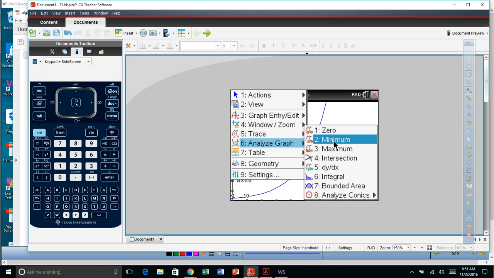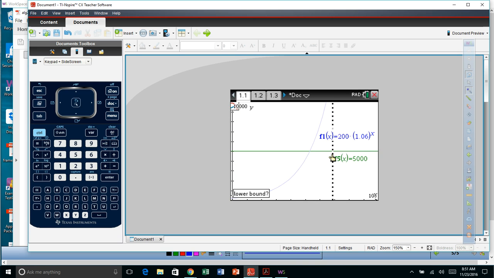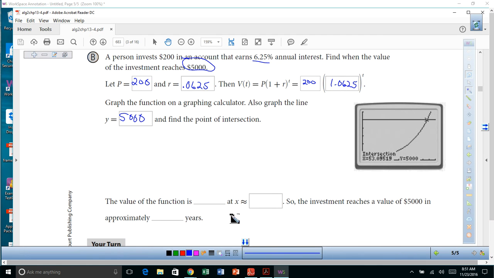Menu 6, 4, and then look, it's going to take 53.1 years. Okay, 53.1 years. So the value of the function is $5,000 at approximately 53.1. So the investment reaches a value of $5,000 in approximately 53.1 years.